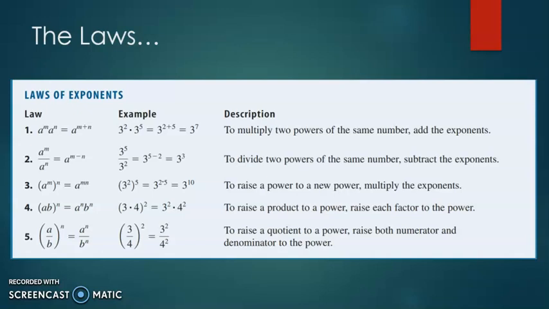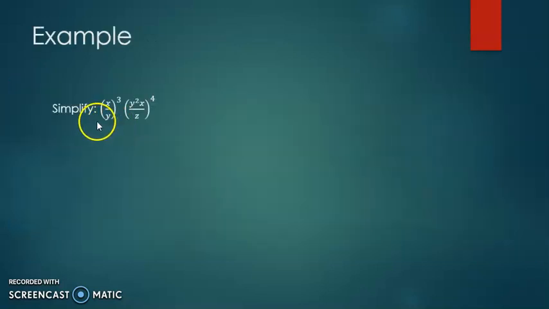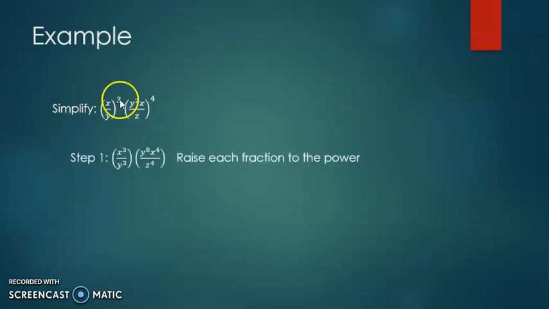So let's take a look at an example where we're going to use all of these rules to help us simplify. In this example, we're asked to simplify x over y to the third power times y squared x over z to the fourth power. So step one, we're going to deal with these powers. The rule is that I'm going to multiply this power by every power for every base on the inside. So I have x cubed over y cubed there because those were both to the first power, and 1 times 3 is 3. And then I'm going to do 4 times 2, 4 times 1, and 4 times 1 here. So you get y to the 8th, x to the 4th, z to the 4th.